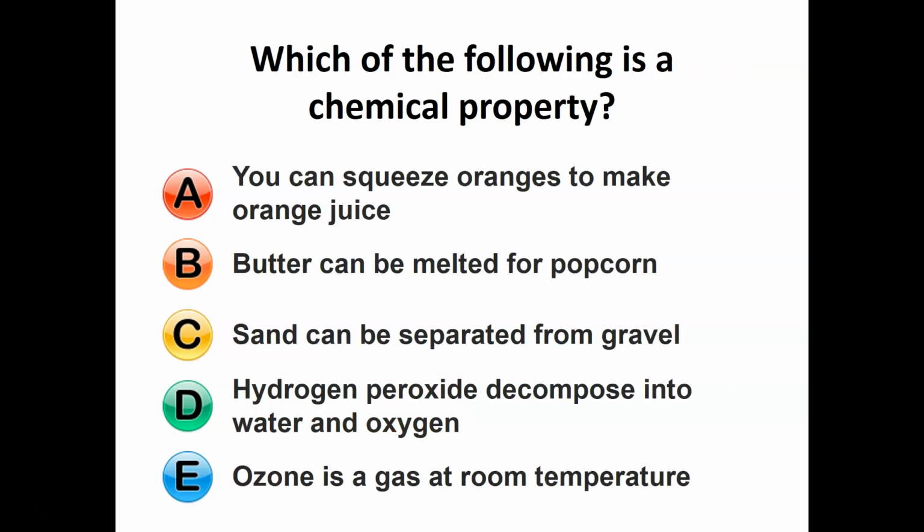So look at these ones. Which of the following is a chemical property? Squeezing oranges, melting some butter, separating sand out from gravel, hydrogen peroxide decomposing into water and oxygen, or ozone being a gas at room temperature. Only one of these is going to cause brand new chemicals to be formed. Only one of these takes the atoms and rearranges them to make brand new formulas.